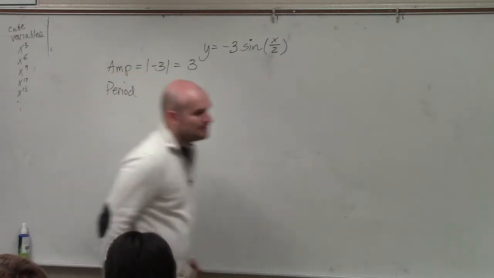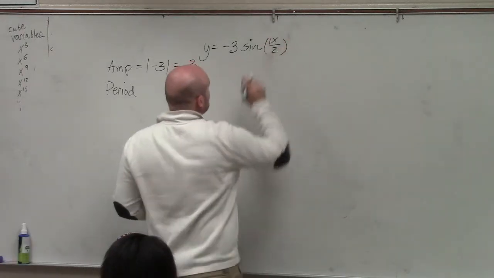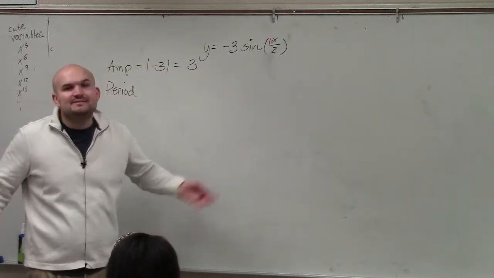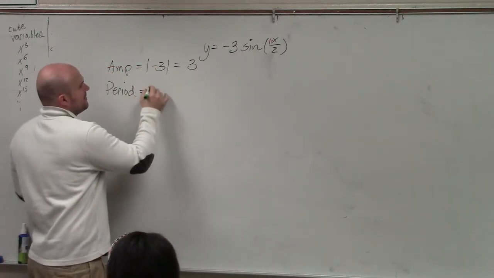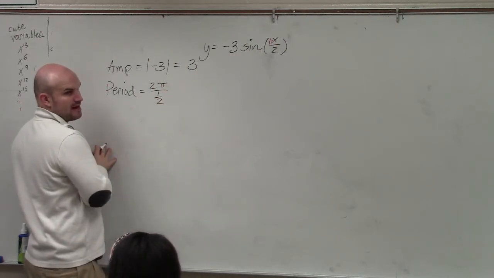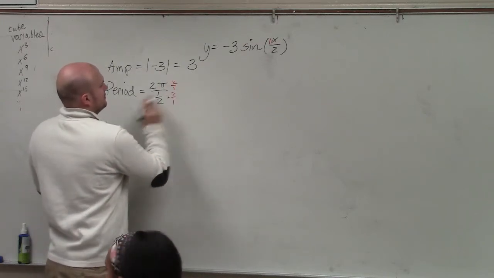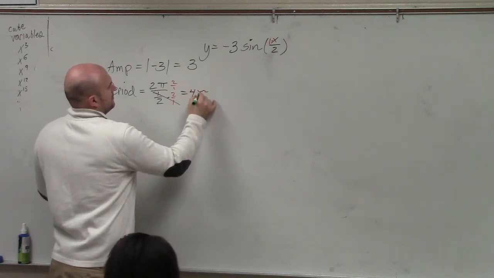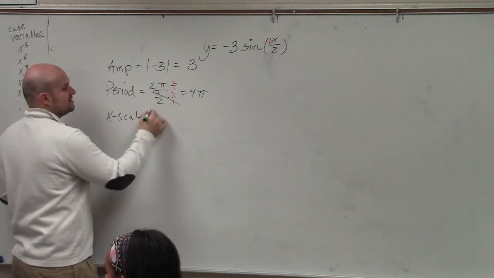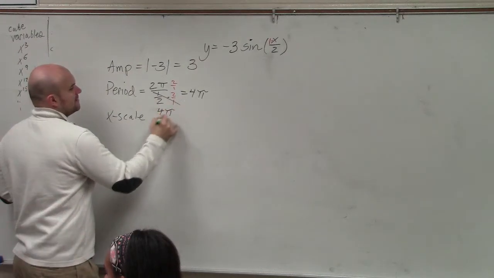There is a 1 in this case in front of the x. But remember, as I mentioned, guys, 1 is not by itself. 1 is being divided by 2. So in reality, you have 2 pi divided by 1/2. Does everybody see that? So multiply by your reciprocal. 4 pi. To find our x scale, now you're just going to take your period divided by 4. So we have 4 pi divided by 4.